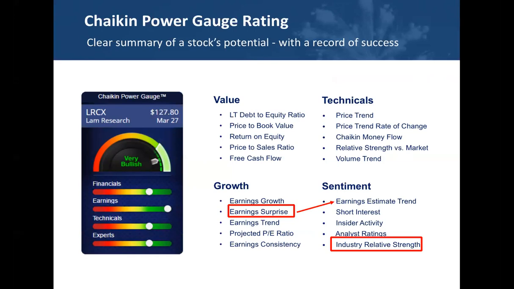What are the short sellers doing? Are the insiders buying their own stock? Is the industry group strong? Are the analysts raising or lowering their estimates? That's the secret sauce of the model. The bottom line is it works because it's based on how Wall Street works.